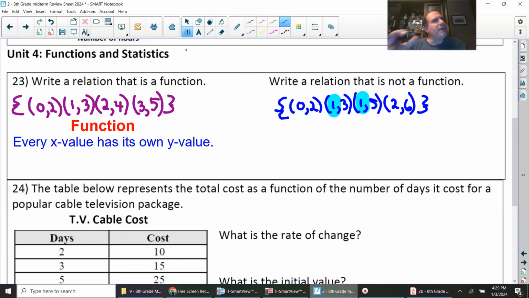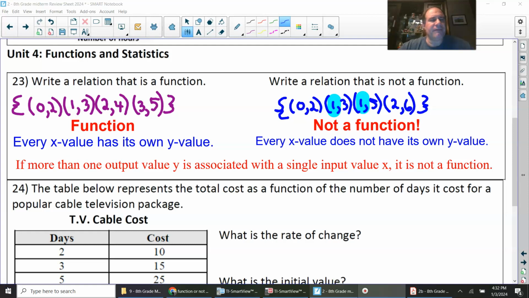Okay, and then we go back to that same person, 1, and we ask 1, what's your favorite number? Now that person should say 3. 1 should say 3. And 1 says 5. That doesn't make sense. You can't pick two different numbers. That x can't have two different numbers assigned to it. So that's the reason why it is not a function.